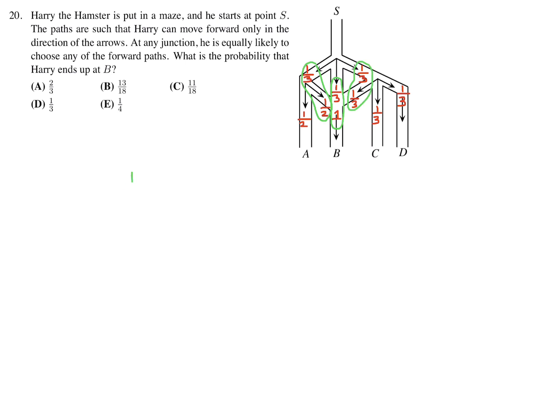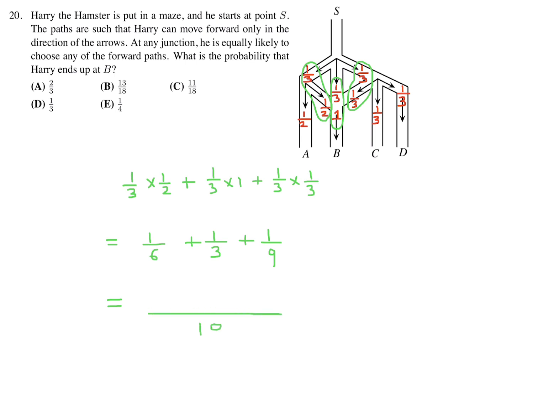Okay, so the first one is 1/3 times a half. Add to it the next one, which is 1/3 times 1. And add to it the last one, which is 1/3 times 1/3. So that gives you 1/6 plus 1/3 plus 1/9. Now let's add these. Common denominator is, I believe, 18. And then that would mean 3, 6, and 2. And that gives me 11/18. And therefore, number 20, the answer is C.